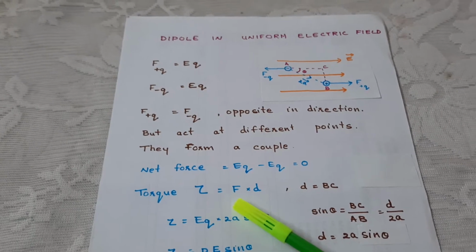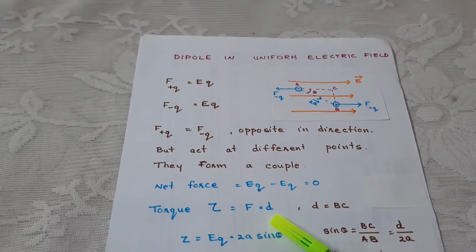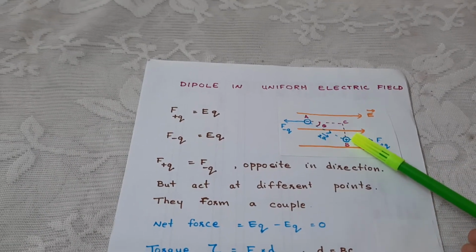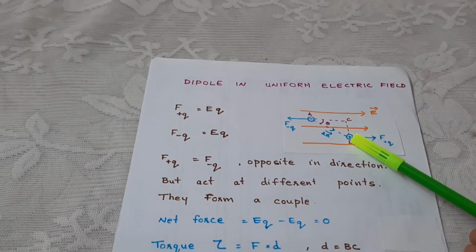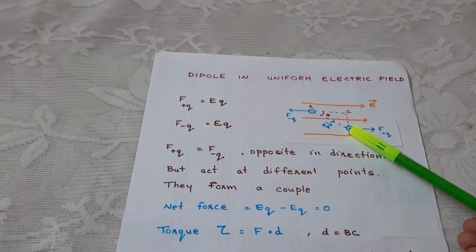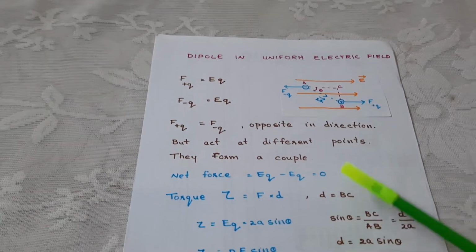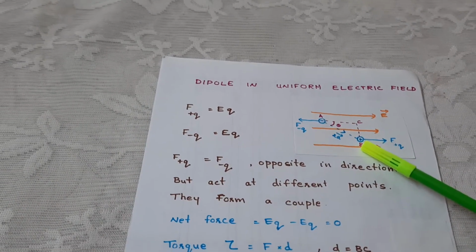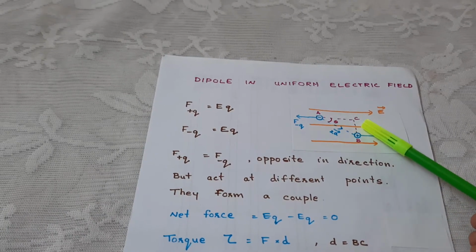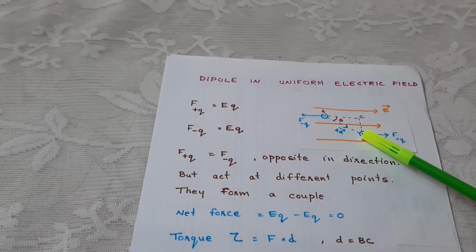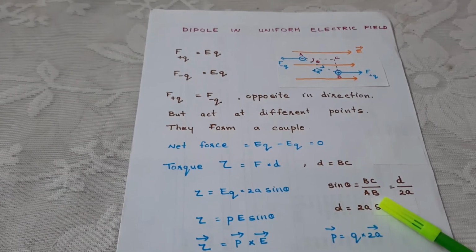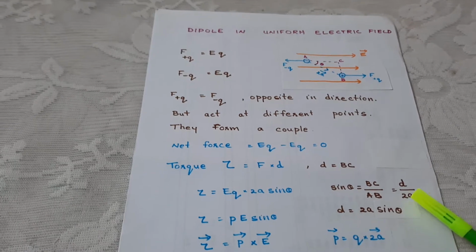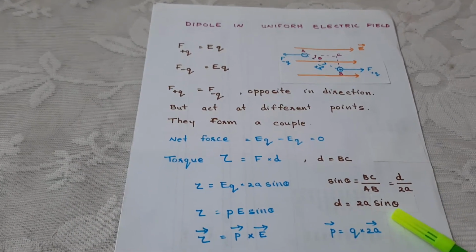Tau is equal to force into perpendicular distance between the lines of the forces. The perpendicular distance is BC. From the triangle ACB, sin theta is equal to BC by AB. BC is d and AB is the dipole length 2a. So d is equal to 2a sin theta.